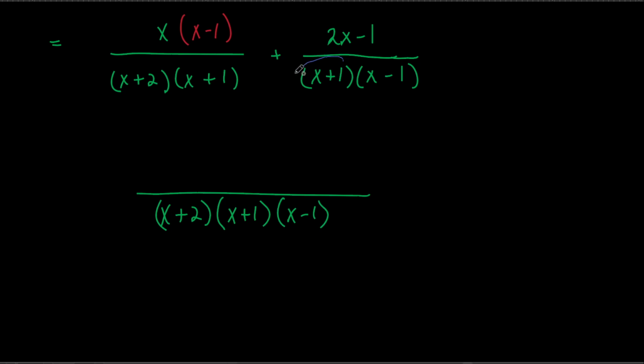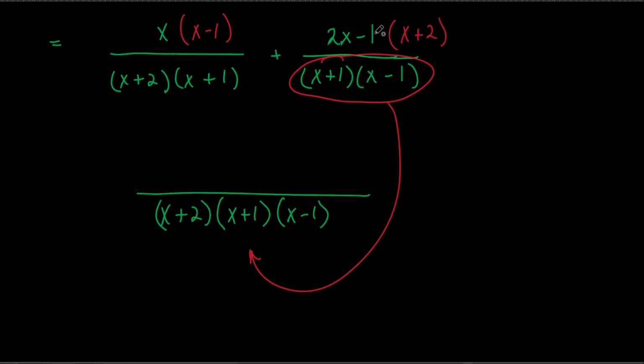So what did I have to do to this in order to get to this big old denominator? Well, it already has an x plus 1. It already has an x minus 1. What doesn't it have? It doesn't have an x plus 2. So I had to multiply the bottom by an x plus 2. So that means I multiply the top by an x plus 2. Now you got to be careful here. See that 2x minus 1?